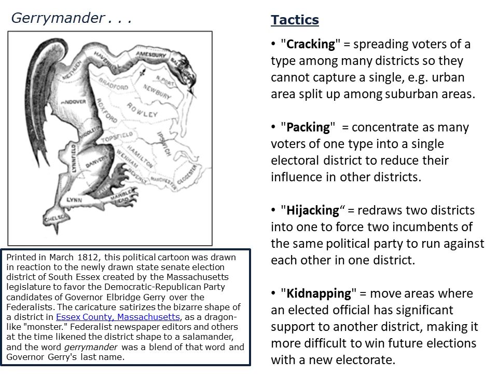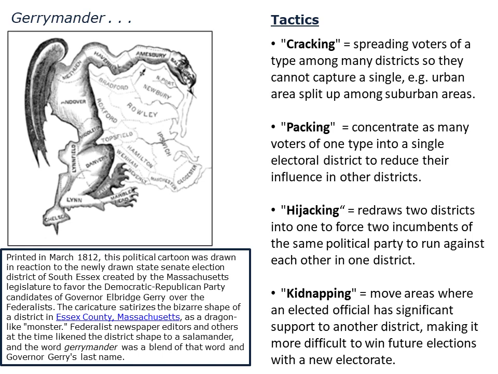That's cracking: spreading voters of a type among many districts so they cannot capture a single one, e.g. an urban area split up among suburban areas. The idea is that if you spread your opponents such that they never quite achieve a plurality in any one constituency, then those votes are essentially wasted.